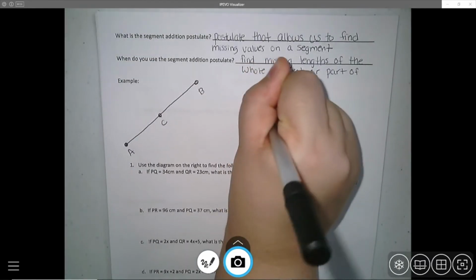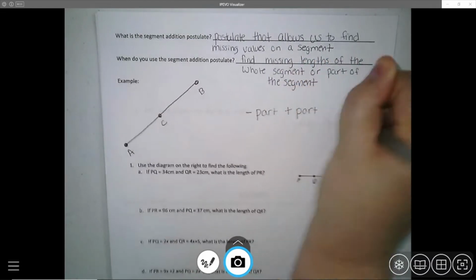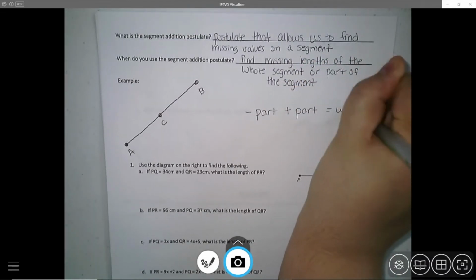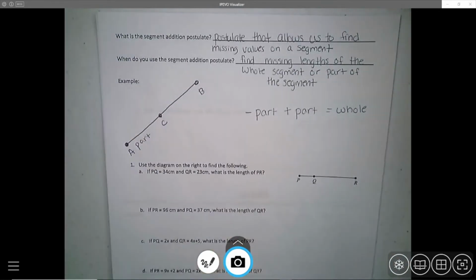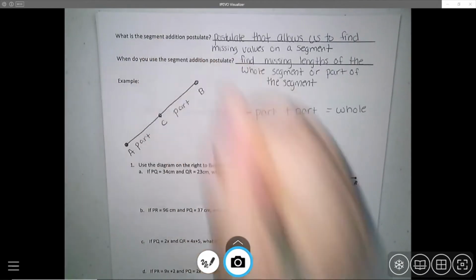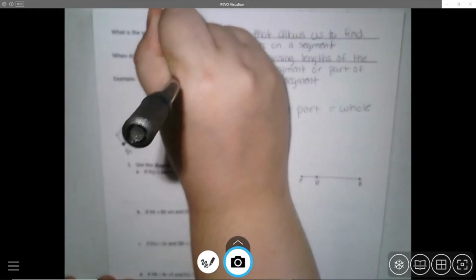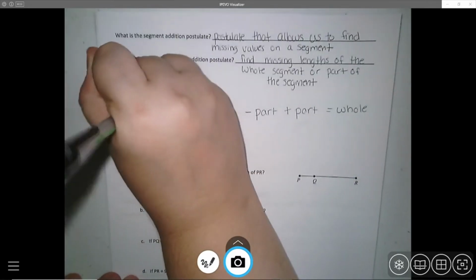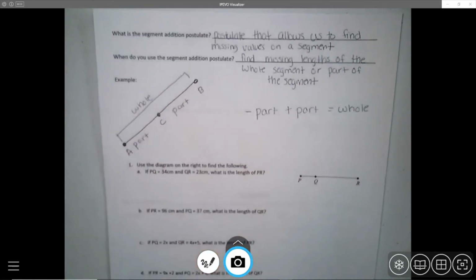Segment addition comes down to the idea of part plus part equals the whole thing. A part of the whole segment is AC. Another part of the whole segment is CB. The whole segment is AB. So if I have these little parts and add them together, they give me the whole thing.